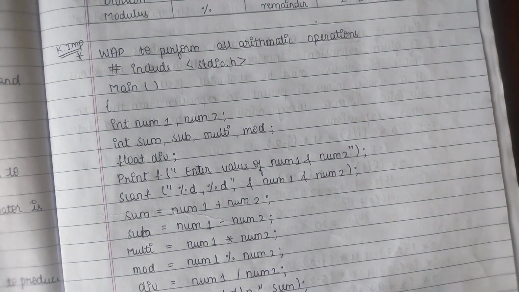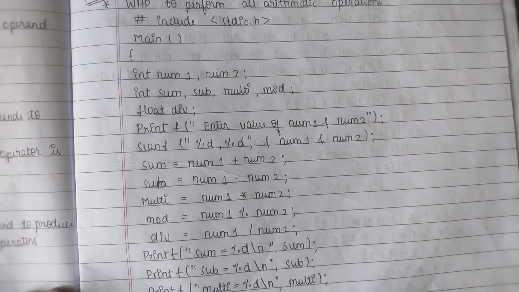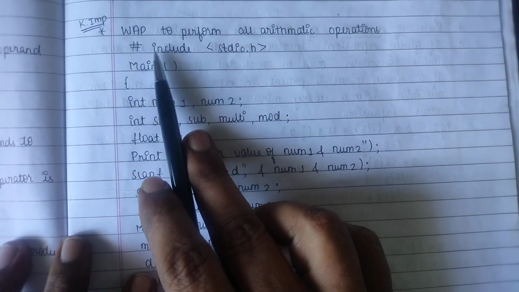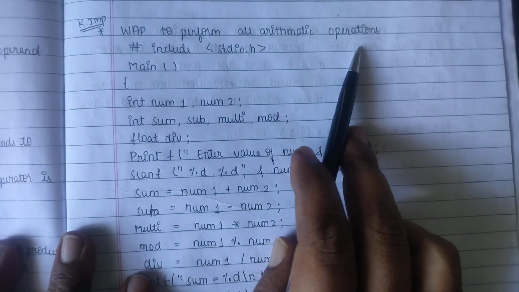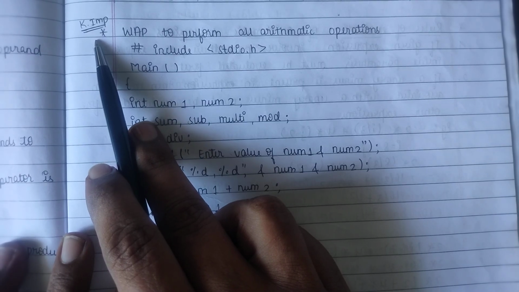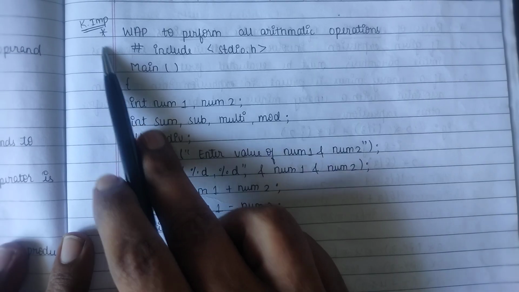Now we will see a simple program using arithmetic operators. See here, write a program to perform all arithmetic operations. See here, I put a very important mark. Once I mark any question as important, it's 100% there in the exam, right?